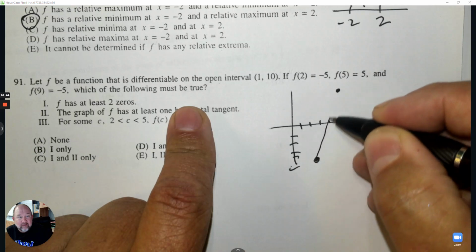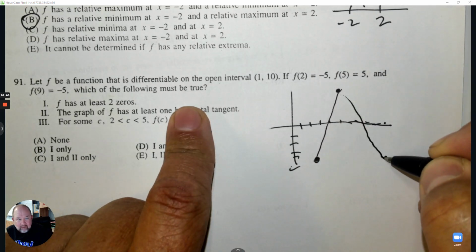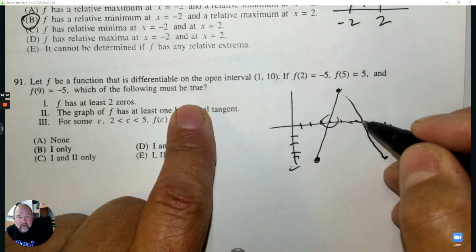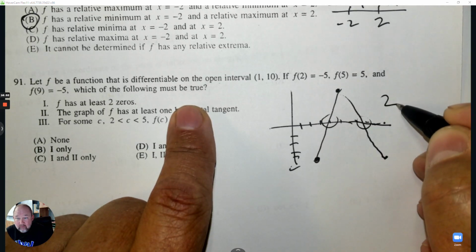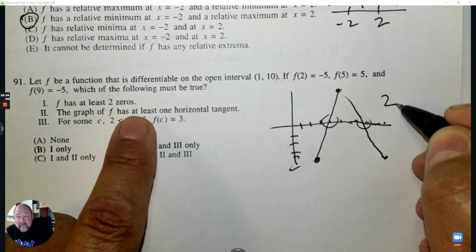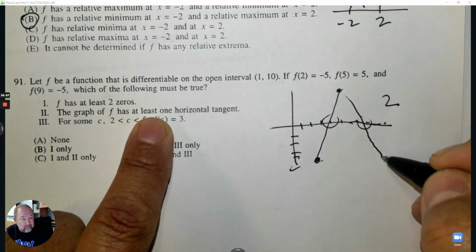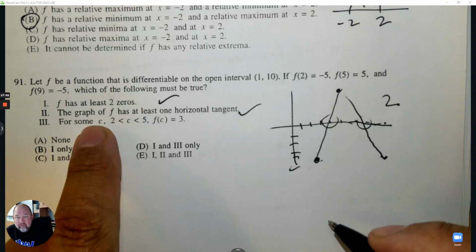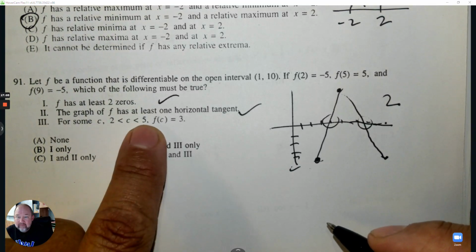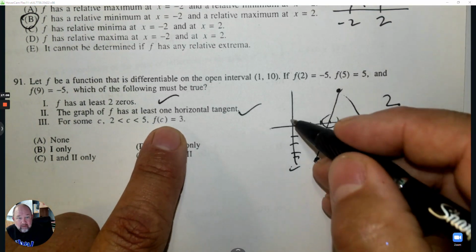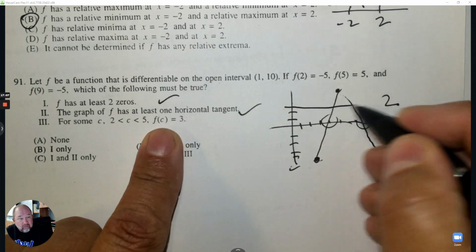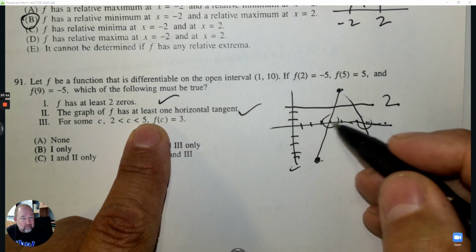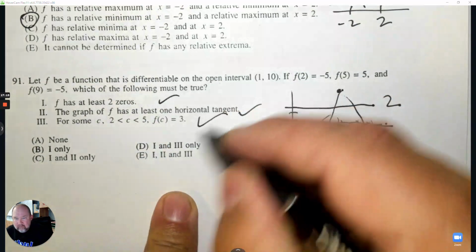If it's continuous, it has to at least go up and then cross down again somewhere. And so that means there's a 0 here and a 0 here. So there's at least 2 zeros. The graph of f has at least one turn, so it has to turn somewhere to go down. So that's true, that's true. For some value c from 2 to 5, f at c equals 3. So if it goes up to 5, at least one time, between 2 and 5, it has to equal 3. All 3 are right.